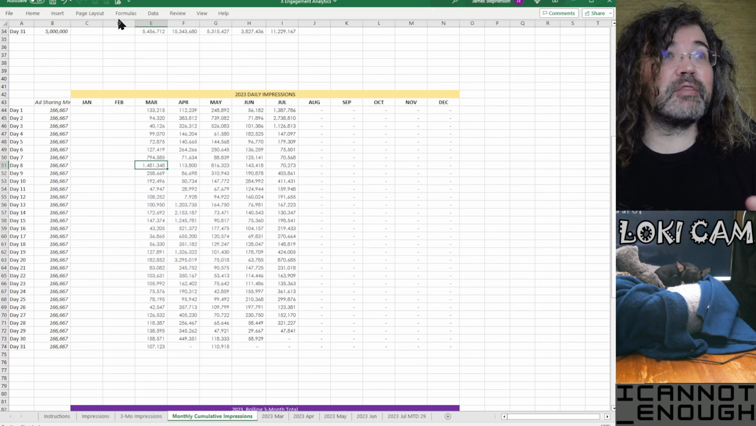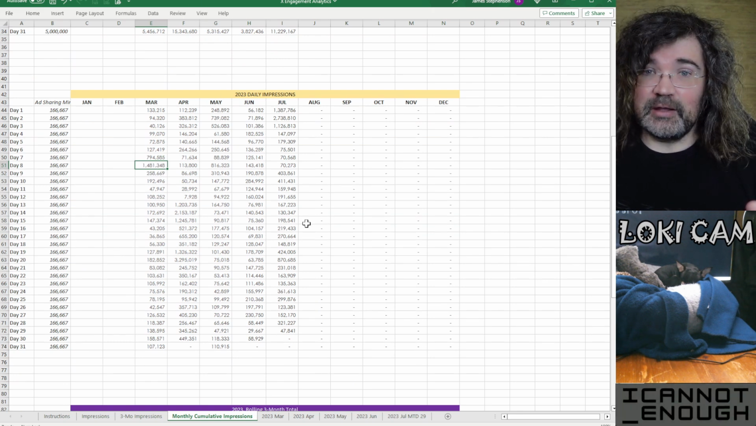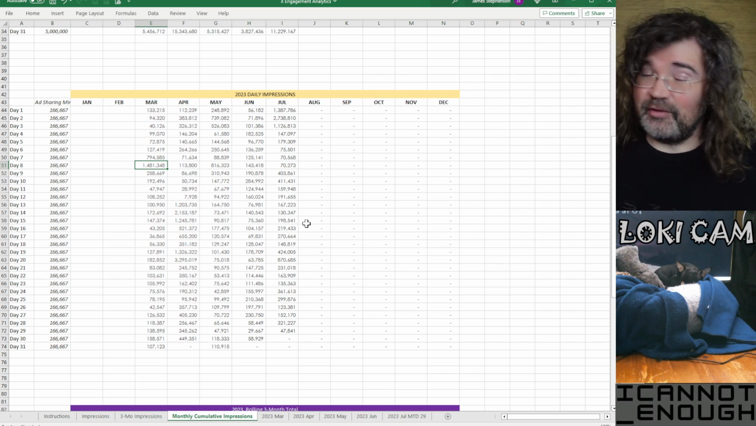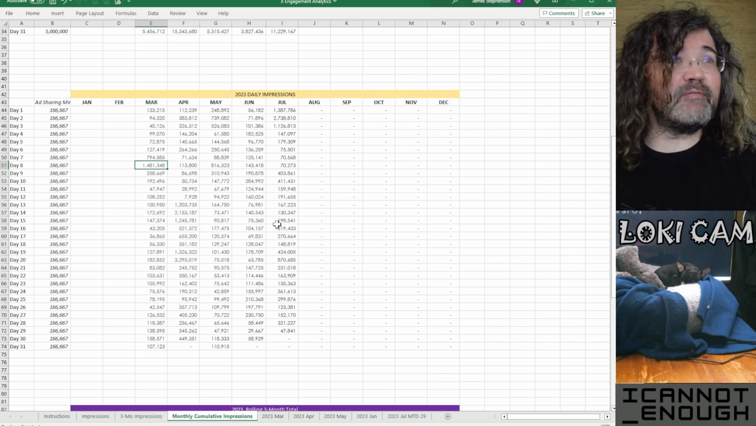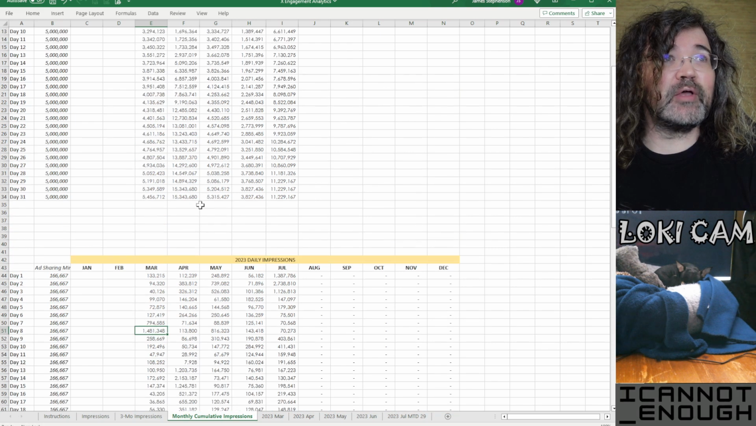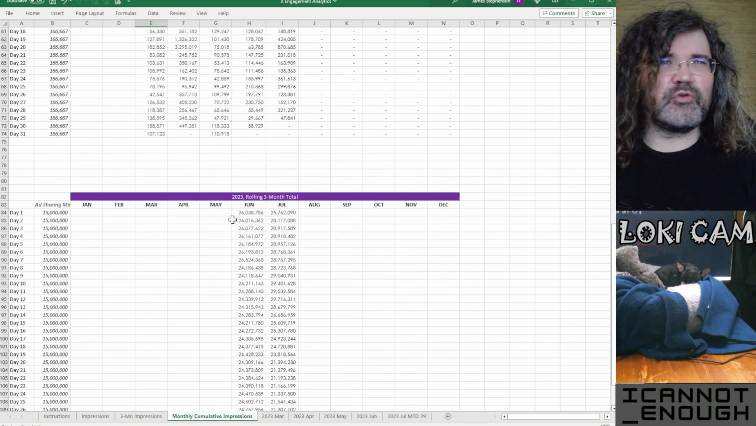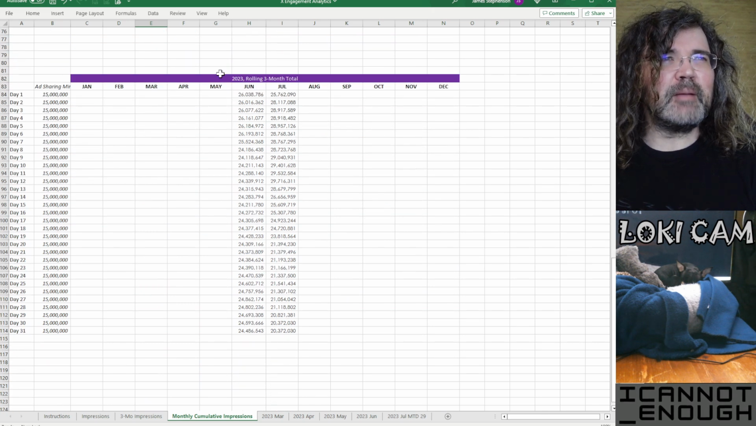That's just math, subtracting yesterday's cumulative from today's cumulative. That's how you get the daily impressions if the first thing you fed it was the cumulative. That was just easier for me to be able to do the rolling 3-month totals.